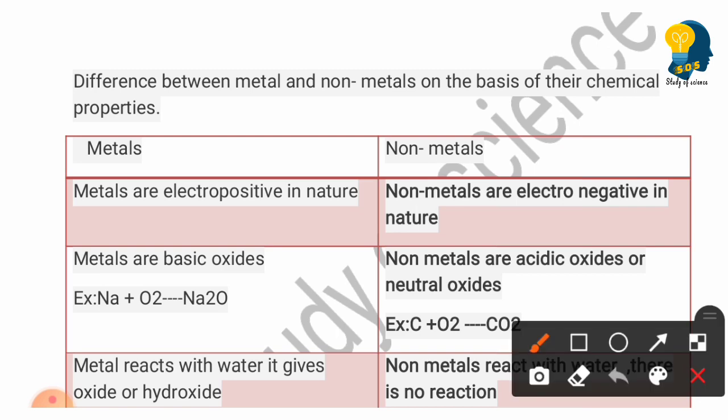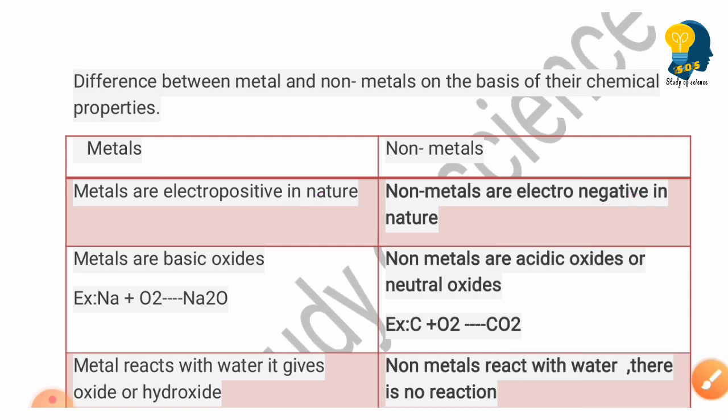When we look at the metals, they are electropositive in nature. That is the reason they have a tendency to lose electrons. Whereas non-metals are electronegative in nature, so they will gain electrons instead of losing. They have a tendency to gain electrons.